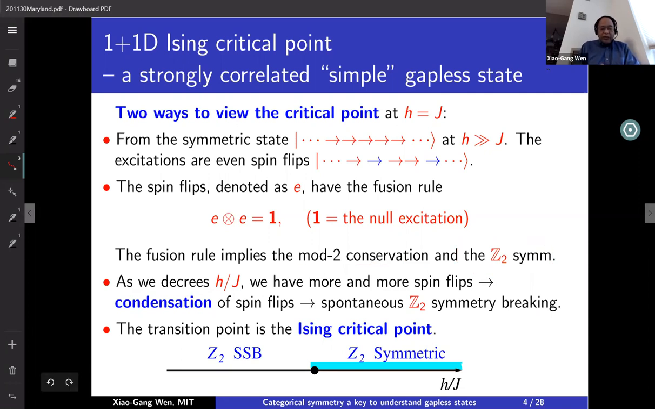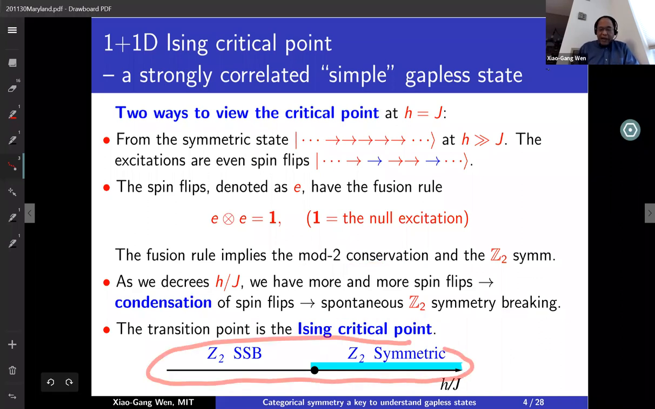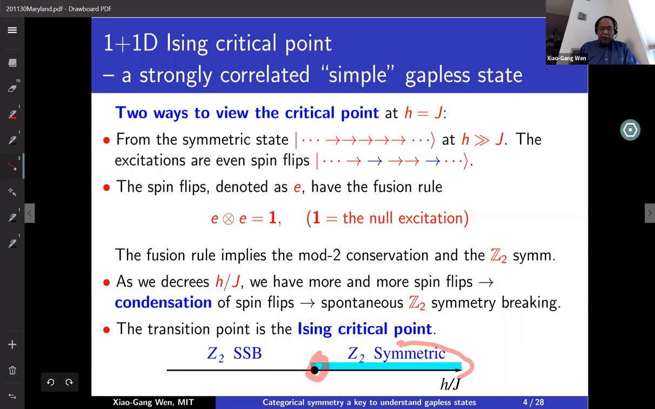As we decrease h over J, there are more and more spin flips. And then we have a condensation of spin flips, and that leads to the spontaneous Z2 symmetry breaking. So basically we get this phase diagram, and the Ising critical point is right at the transition. So that is a very typical way to look at this Ising model critical point.